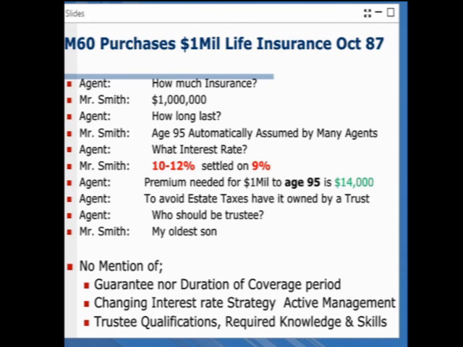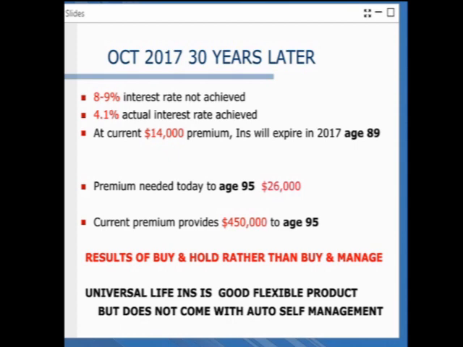Naturally, the question was answered by my oldest son or daughter, and there was no mention made of the duration of coverage period. There was no mention made of changing interest rates, any strategy, or the need for active management, nor about the trustee qualifications or any of the skills that that individual should have had. Fast forward 30 years later, where are we?